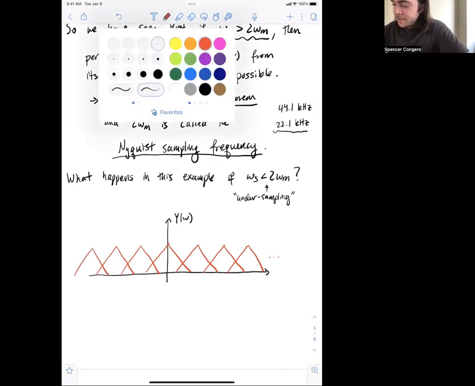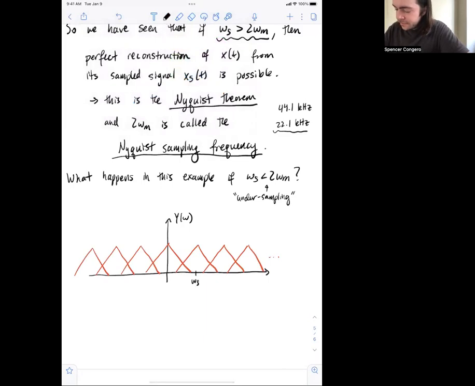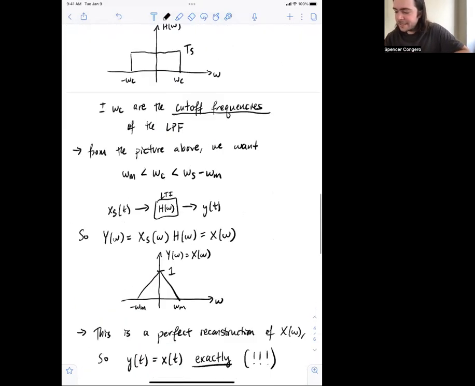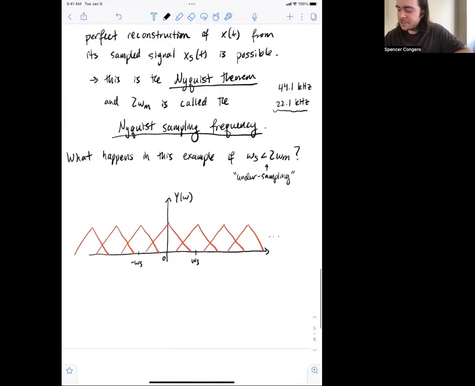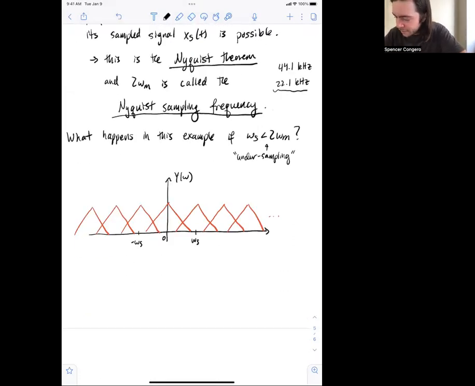Let me label these places. These are definitely located at integer multiples of the sampling frequency, but now the sampling frequency is smaller. So in this picture, these copies are getting squished together, so much that we actually get overlap here. There's my omega sub m, and there's my omega sub s. This overlap is the issue, because when I add these triangles up, they're going to interfere with each other there. And we give this overlap a name.